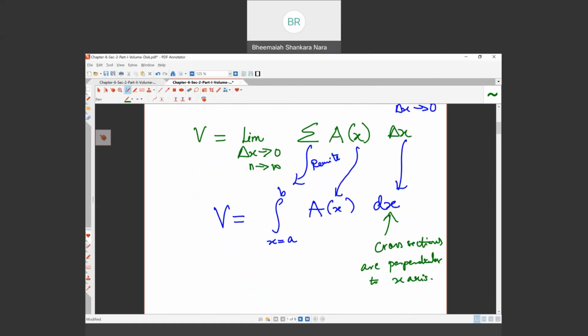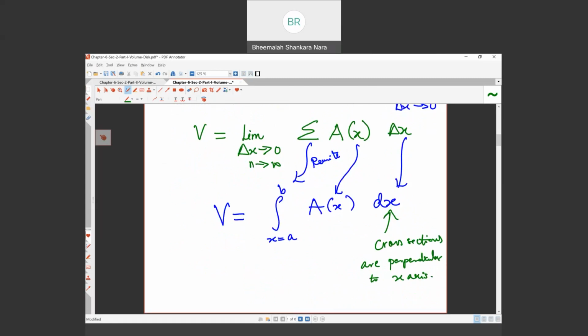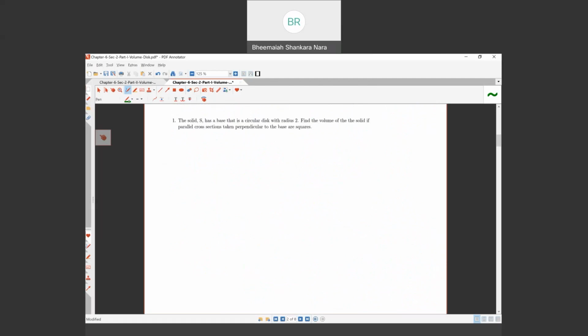Now let's do an example. So here we have a solid S that has a base which is a circular disk of radius 2. We want to find the volume of the solid if parallel cross sections taken perpendicular to the base are squares. So first let's draw this circular disc with a radius 2. So let's mark the radius 2 here. This is positive 2 and this is negative 2.